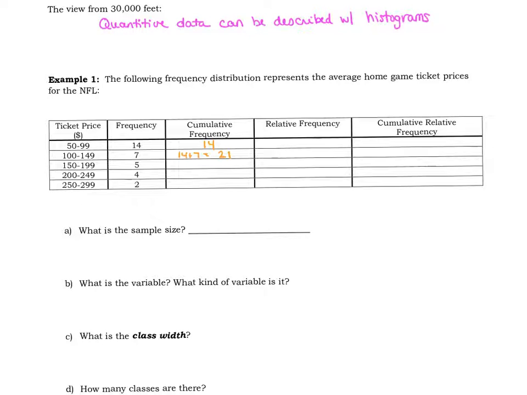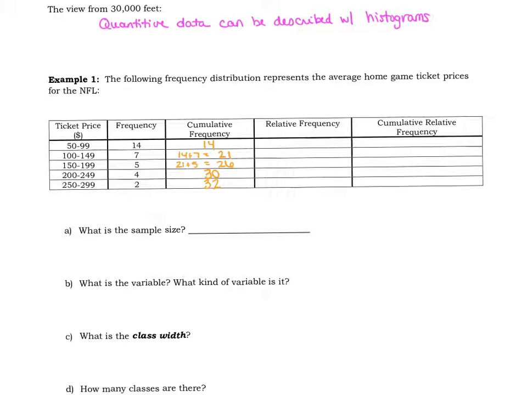So you could look at that and pretty quickly say, oh, 21 teams have average prices under $150. For the next one, up to $199, we count the 21 from before and add on the additional 5, so 26. Then for up to $249, add on those additional 4 for a total of 30, and then add on the last 2 in that upper tier for 32.